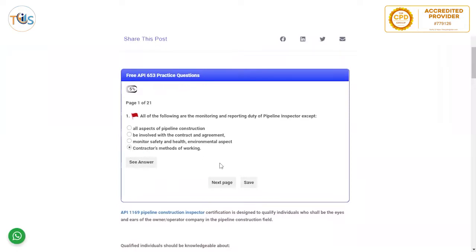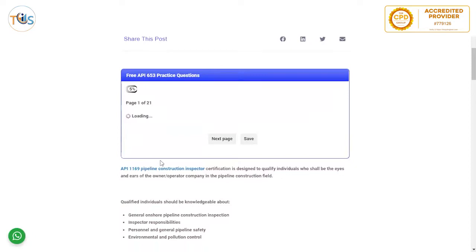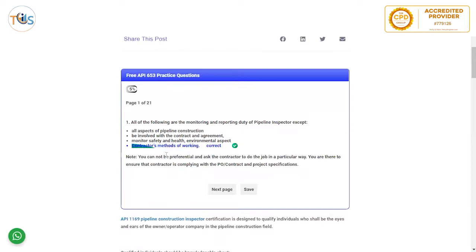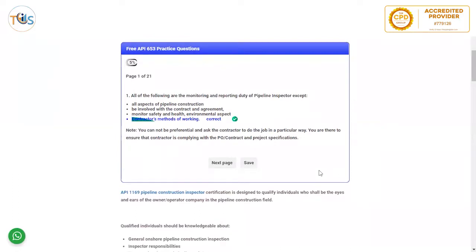So this, you wouldn't be involved in, because you can't be judgmental on how they do the job, and you're not the contractor's advisor. As long as they tick the boxes, that's good enough for you as the eyes and ears of the client. So you do all of this except commenting on the contractor's method of work. There are thousands of ways to do a job, and as long as they did it correctly, that's good enough for you, as long as it satisfies the PO and contract requirements or project specification.